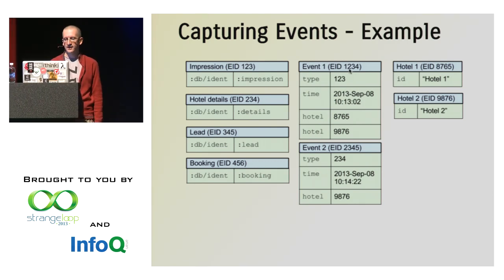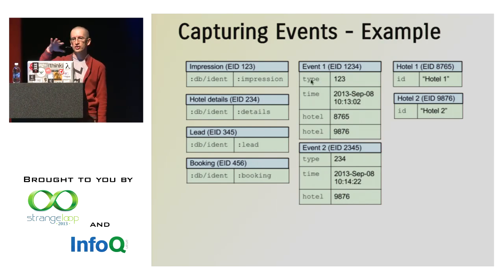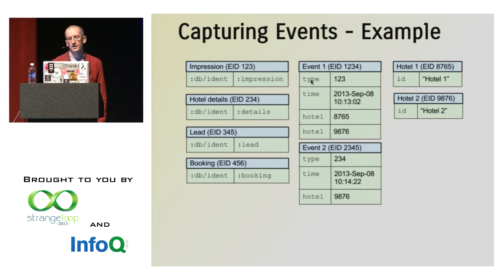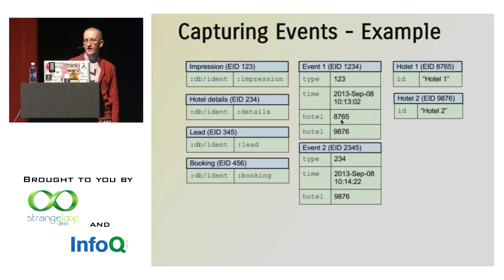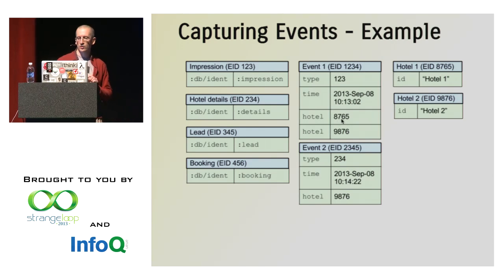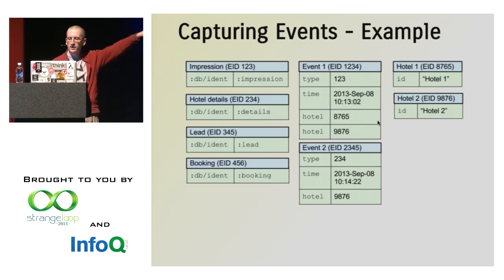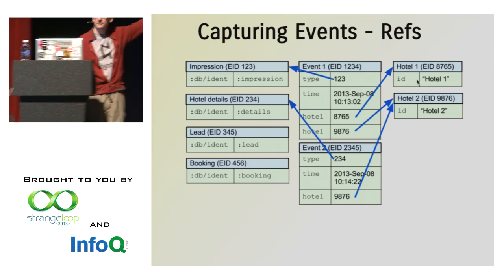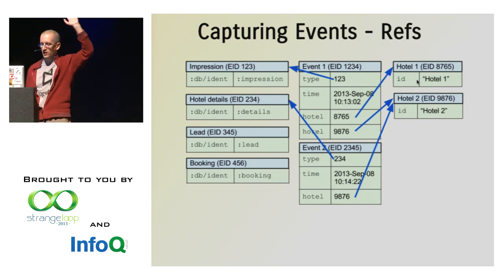So for this entity ID, we would have a tuple with an attribute type. I've abbreviated these. Remember, we usually use namespaces, but to fit it on the slide, this is actually roomkey.event/type. The type is 123. Let's come back to that in a second. The time is some time. And then notice that we've got a hotel. Remember, those are refs. So what is this value? It's actually the ID of another entity. So what we've actually got here is a graph. That 8765 points to another entity, which itself has a datum whose attribute is ID and whose value is whatever ID we're using, hotel one or something.